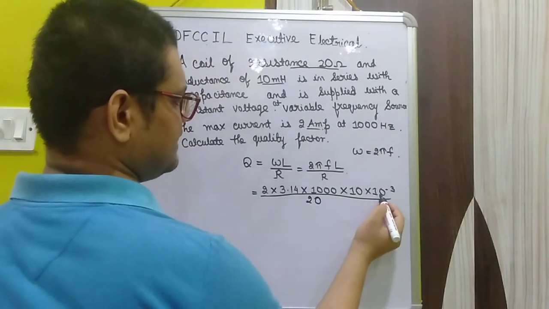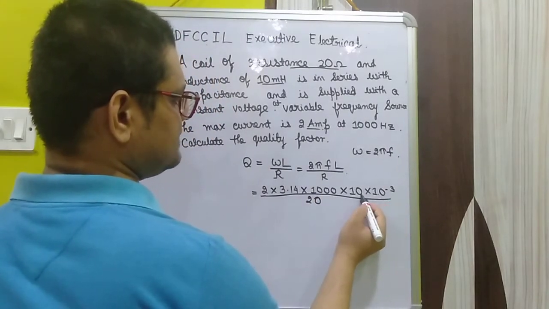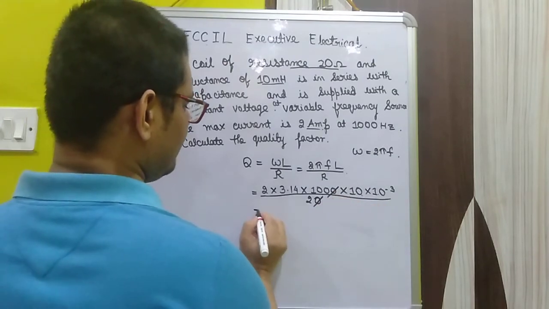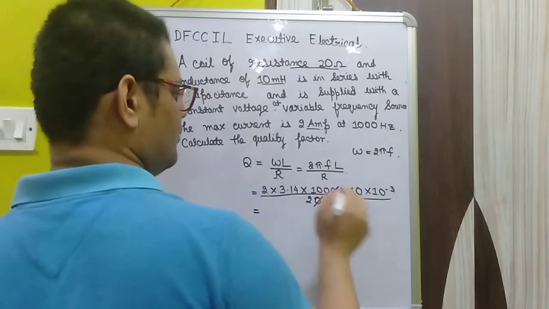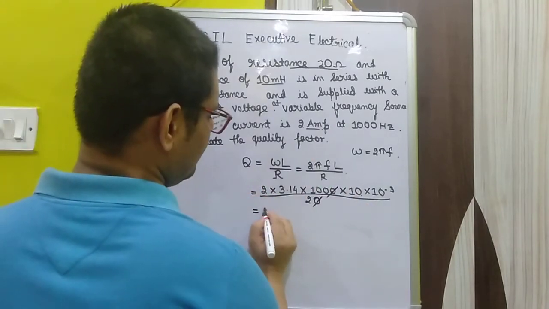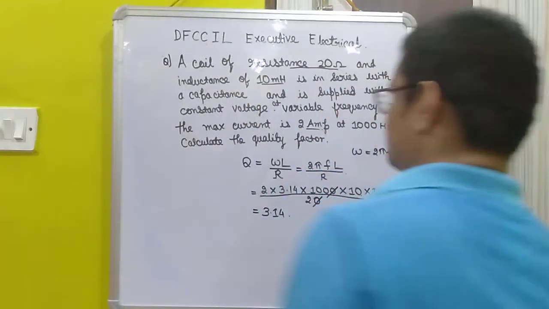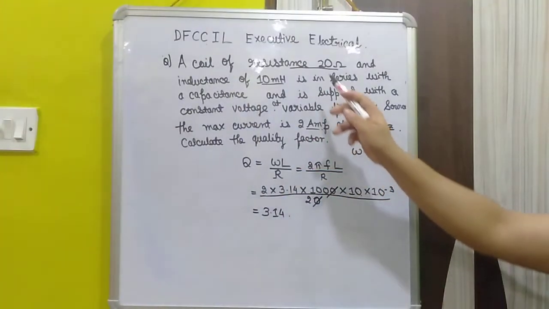So this is 10 to the power minus 3 into 10. This will be eliminated. We just calculate. If we do the whole calculation, the quality factor will be 3.14. So I hope you have understood how we have calculated.